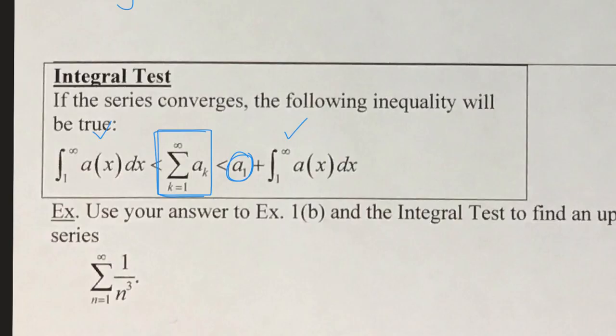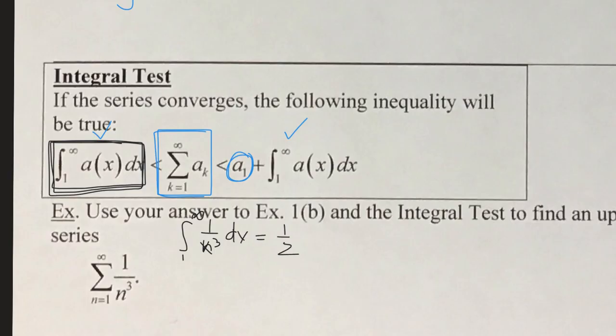So let's do that for this one. What was our, right, we just did this up above. What does this function converge to? Right, we just did this. This converges to 1/2. And that's supposed to be an x. So that's the lower bound: 1/2 is less than the sum of 1 over n cubed, right, from 1 to infinity.